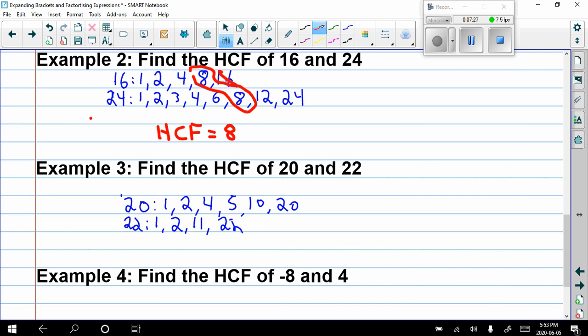So this time I'm going to look at the bottom and compare it to the top. So does 22 happen in the top? No, because the biggest number was 20. Next, does 11 happen in the top? No, the closest number is 10, so we can cross it out. Oh, now we found one. 2 occurs in both, so our highest common factor is indeed 2 here.